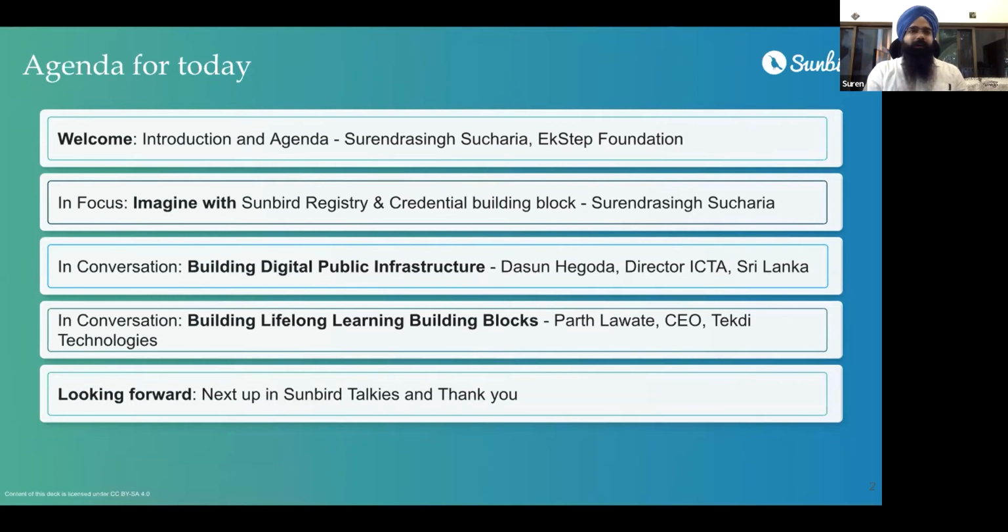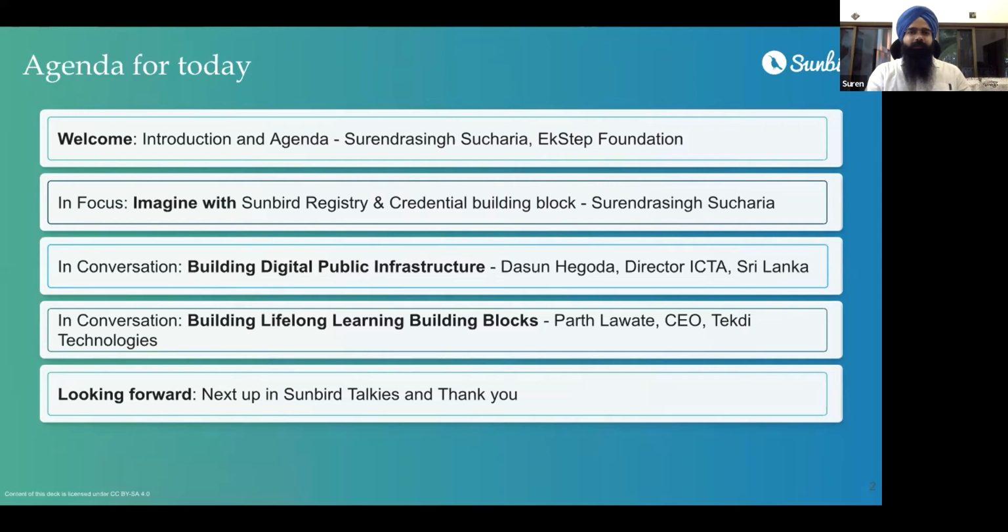with Sunbird RC. The agenda for the day is, I will walk you through some of the capabilities to trigger imagination on how we could leverage the registry and credential in various use cases across sectors. Then we will hear from Dasun on how they have leveraged it in Sri Lanka to build digital public infrastructure, starting with healthcare, but spanning across sectors, and how that has impacted people there.